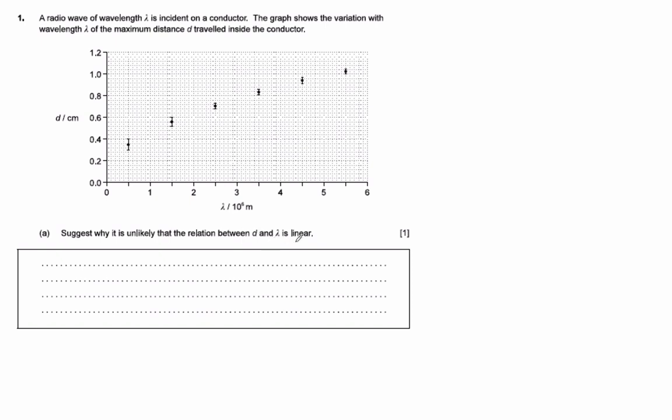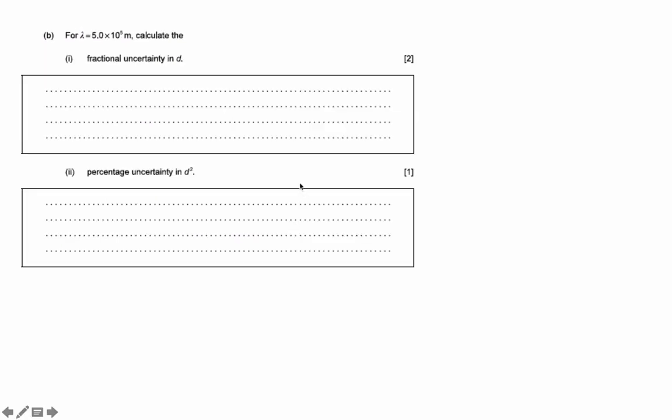Linear means a straight line, right? So if it is linear, you can draw a straight line through all the error bars. So talk about whether that's possible or not. You might even take your ruler, because you will have a ruler for the test, and see whether you can. Okay. Yeah, very good. And then the next question here says, find the fractional uncertainty in d and the percent uncertainty in d squared, right?